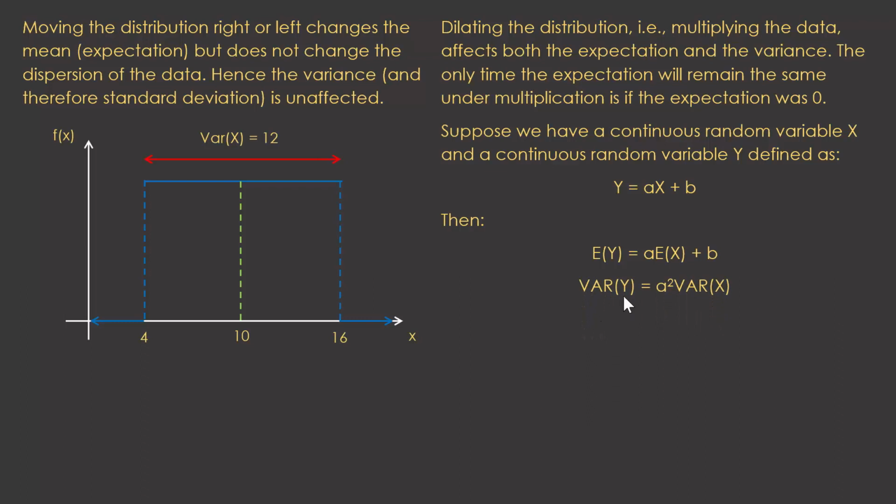However, var y is equal to a squared var x. The b makes no difference to the variance because it doesn't affect the spread of the data. Note that this is squared because we know the variance is a squared quantity. The standard deviation would be a times the standard deviation of x.